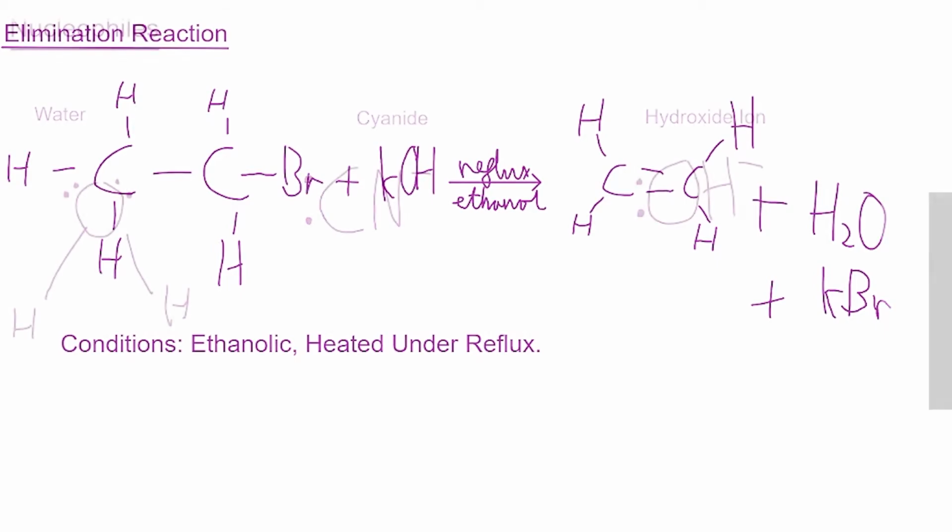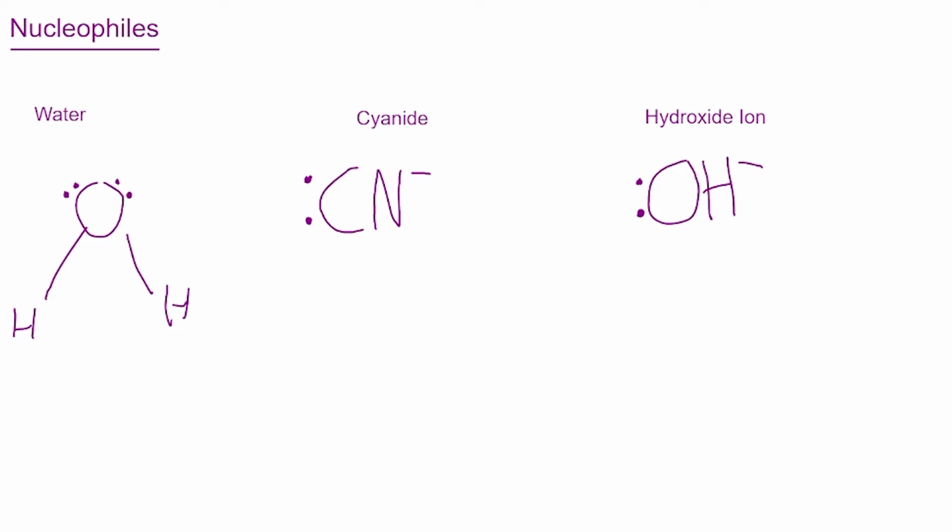Here's an example of this elimination reaction on the board, which will produce an alkene along with water and potassium bromide. In order to understand the rest of the reactions we're covering, you'll need to know what a nucleophile is. A nucleophile is a species that donates lone pairs of electrons to electron-deficient regions. Here are three important nucleophiles that you need to be aware of: water, cyanide ions, and hydroxide ions. I've highlighted the lone pairs on them, just in case you need to see them.